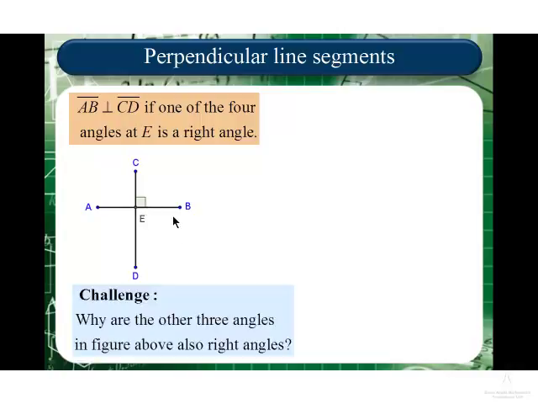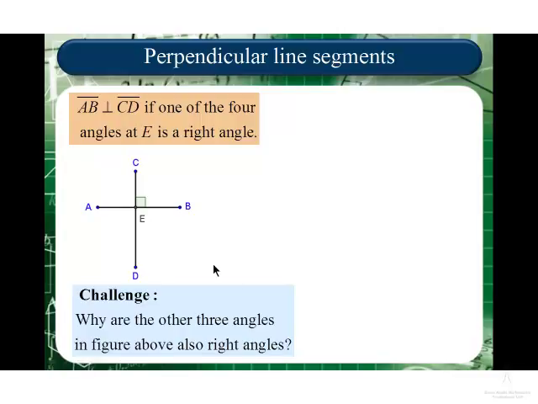Now, the challenge here is to answer the question, why are the other three angles in the figure above also right angles? Note that we have three other angles, CEA, AED, and DEB. So if we say that the two line segments are perpendicular, then all four of the angles as indicated will be 90 degrees. Why is that? You have to think of the idea of a line segment which represents a straight angle. Now this is a hint for you to consider and answer the question.